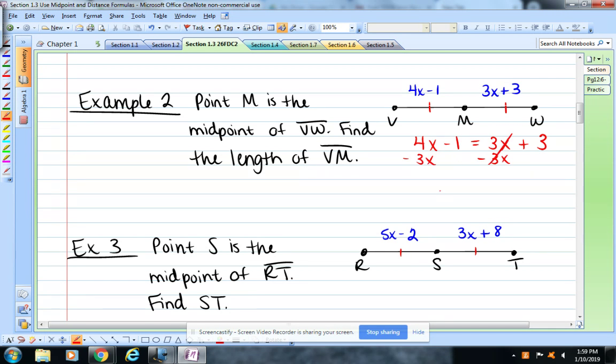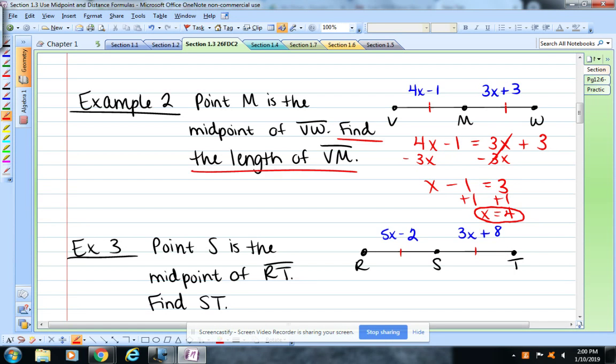And what is 4x minus 3x? It's what? 1x. Good. So x minus 1 equals 3. Then what? Add 1 everywhere, and x equals? What's 3 plus 1? 4. X equals 4. Did they ask me what x equals, though? No, y'all have got to read the problem. Because if you stop right there, that's wrong. Okay? The problem says find the length of segment VM.